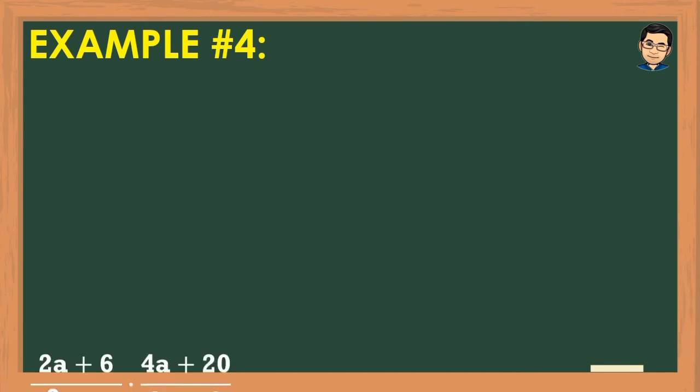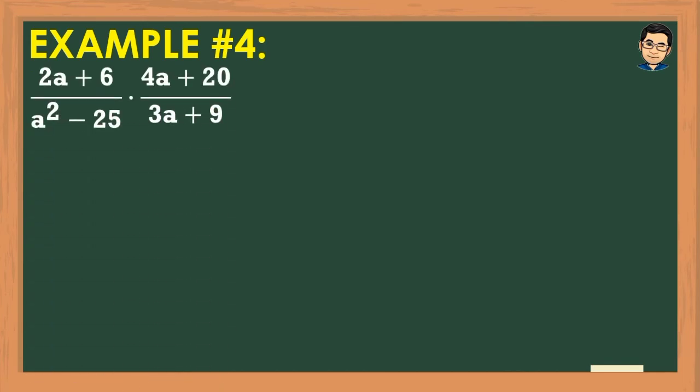So let's have number 4. 2a plus 6 all over a squared minus 25 times 4a plus 20 all over 3a plus 9. So, gagawin ulit natin yung process kanina. Isa-isahin natin silang i-factor and then isulat natin sila ng minsanan, para mas madali. So, dun muna tayo sa 2a plus 6. Anong GCF ng 2 tsaka 6? That is 2, di ba? So, kapag dinivide natin yung 2a plus 6 sa 2, ang lilitaw na term sa loob ng parenthesis, that is a plus 3. Okay, so I hope nagiging clear sa inyo yung common monomial factor.